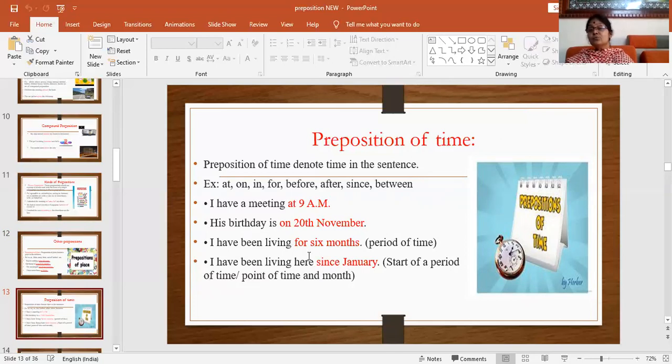Now, these two are very, very important. In most of the competitive exams, they will ask when we should use for, when we should use since. Remember, for is used for a period of time, say 6 months, for 4 hours, right? So when you're talking about a period of time, you're using for, and since is used for a point of time. Since January, since Monday, right? When I'm giving the exact point of time, we will use since.